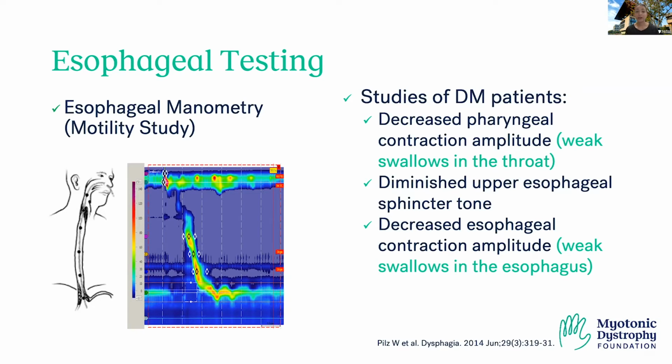In patients who have myotonic dystrophy, we know that the majority of our patients have weak swallowing, both at the initiation of the swallow, and the upper esophageal sphincter, or that valve at the upper end, seems to be a little bit more relaxed. Also the contractions are weaker in the body of the esophagus, and the weaker contractions can cause problems with swallowing as well.